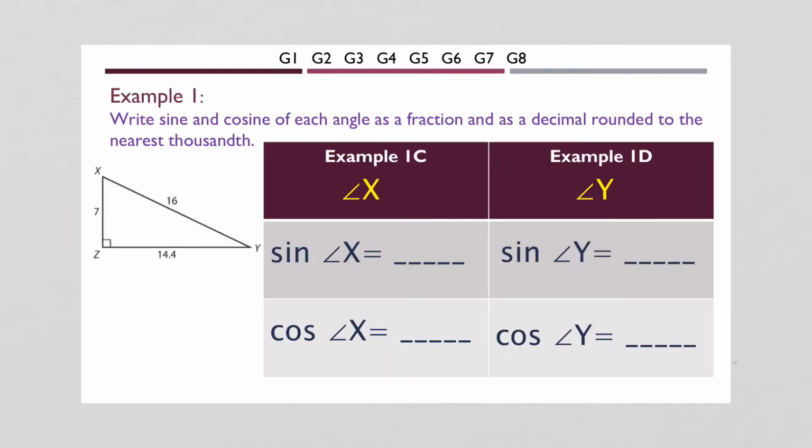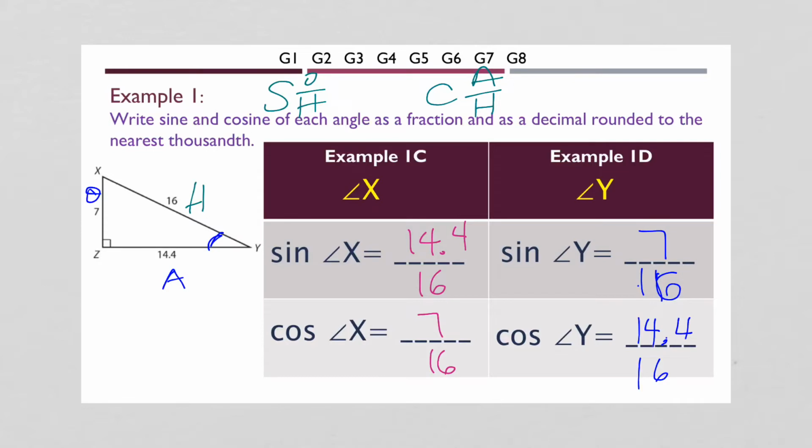Okay, you guys try this one. Pause the video. So here, for sine of x and cosine of x, the opposite side of x is ZY, which is 14.4. So originally I labeled this O. The H never changes. Well, anyways, if you got this right, you did it correctly. Now for sine and cosine of y, opposite of y is XZ, so side O. The hypotenuse is still XY, opposite the right angle, which means that the adjacent side is here.